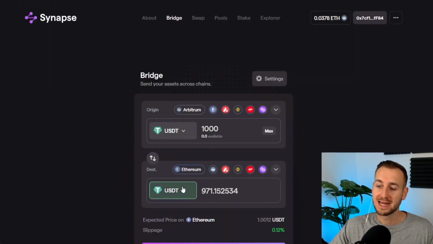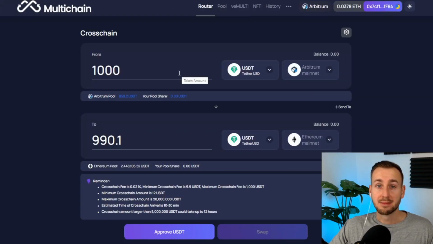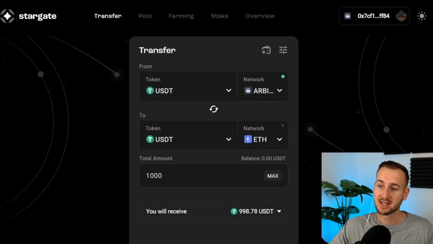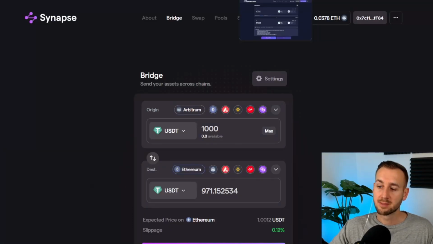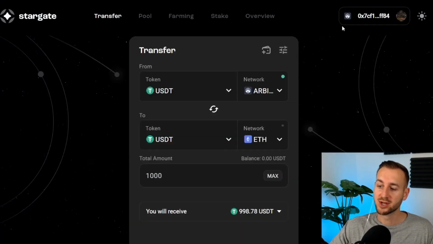So as you can see from this, what we're plugging in here is Synapse, $1,000 USDT from Arbitrum to ETH. And then the same on Multichain and Stargate. $1,000 from Synapse to ETH mainnet gets you $971 on the home chain. $1,000 on Multichain from Arbitrum to the mothership Ethereum, $990. So that is somewhat better. And then Stargate here, ARB USDT to USDT on ETH, $1,000 in, you'll receive $998. So this is actually the best by quite a few bucks there. We have almost $30 slippage, $10 slippage, and then just around $1.22.